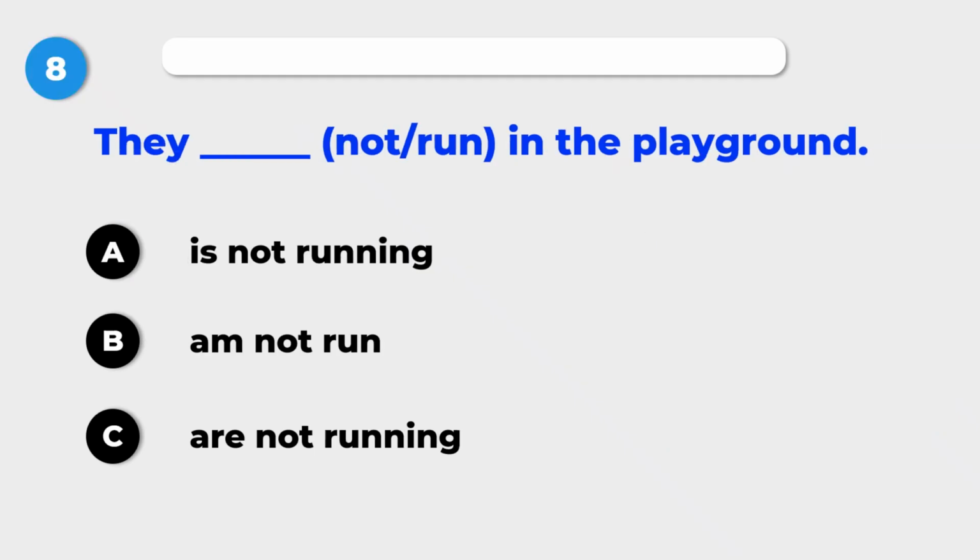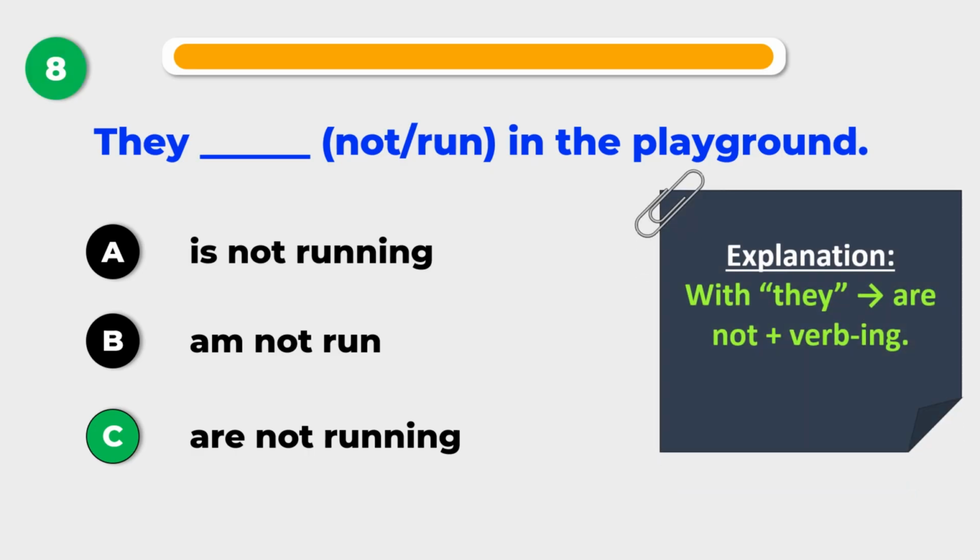Question 8. They dash in the playground. The correct option is C. Are not running. They are not running in the playground.